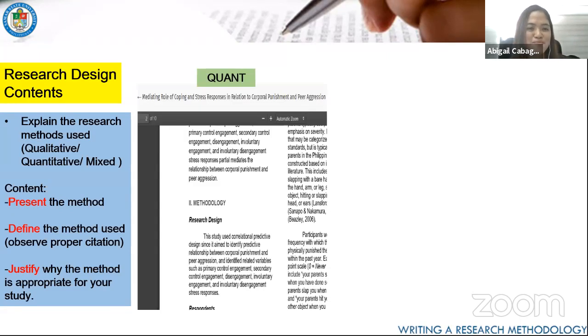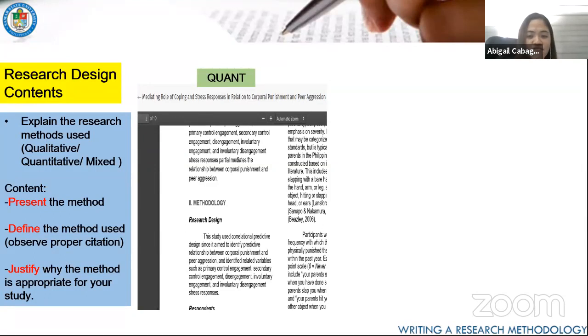For a quantitative study, I asked permission from Mom Guerra if I can use her study. This is already published in the CDRJ. The title of her study is Mediating Role of Coping and Stress Responses in Relation to Corporal Punishment and Peer Aggression. If you can notice her research design, completa siya. She presented that this is a correlational predictive design, and she was also able to justify why: this study used the correlational predictive design since it aimed to identify the predictive relationship between corporal punishment and peer aggression and identify related variables. That is for the quantitative part.